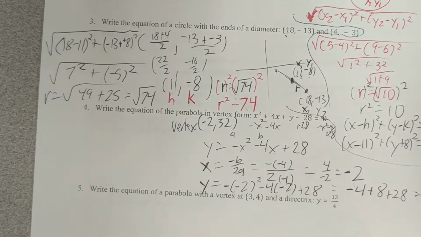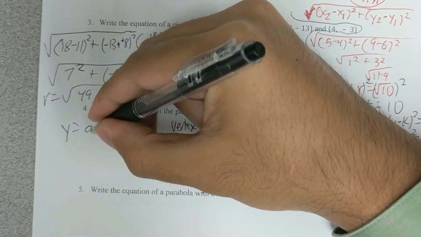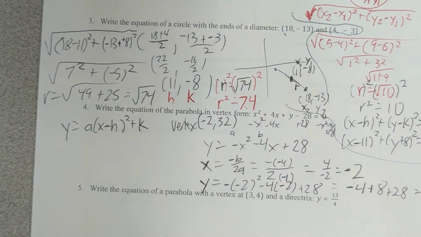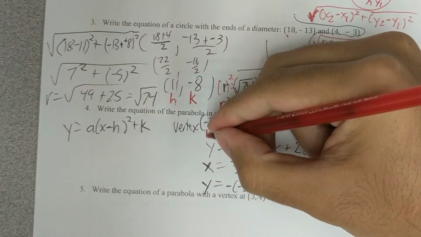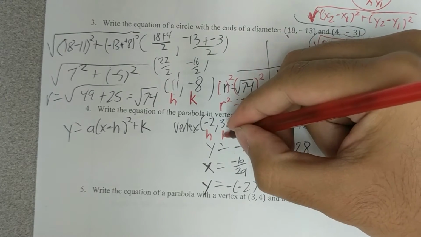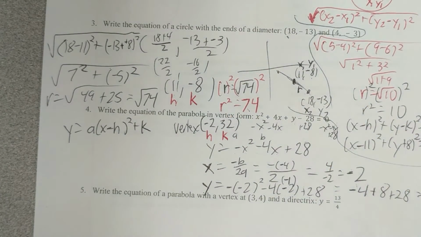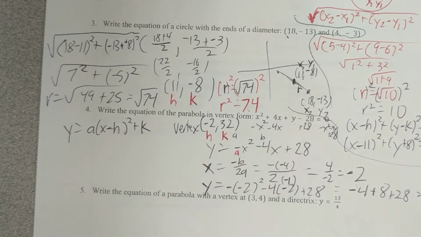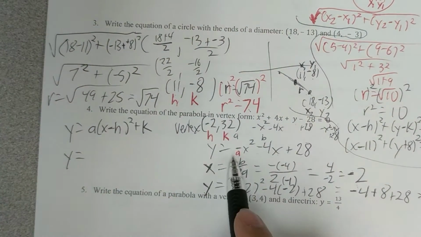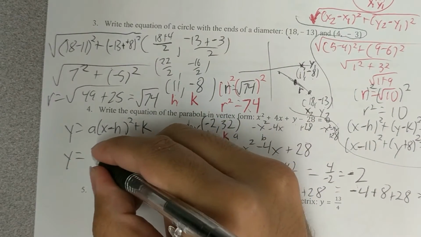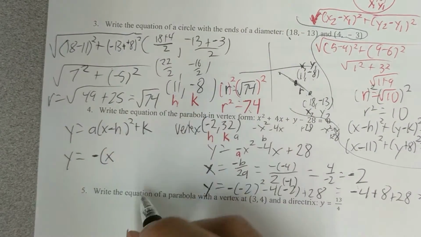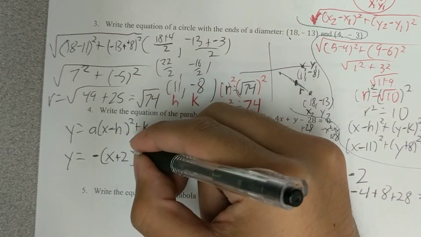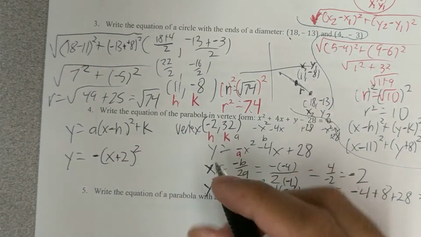Okay, so vertex form of a parabola looks like this. So h is the x-coordinate of the vertex, k is the y-coordinate of the vertex, and a, we already said, is the coefficient of the x squared. So in this case, a is -1. Then we have x minus -2, which is really +2. Keep the squared, and then plus k is 32.